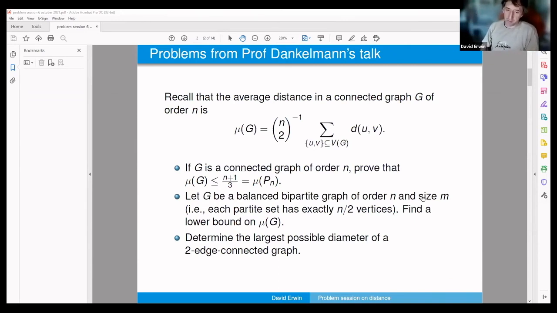That's what a bipartite graph is. And this bipartite graph has the additional property that it's balanced. So the number of vertices in the left-hand partite set and the number in the right-hand partite set are equal to each other. And the question here is to find a lower bound on U of G. So let me pull up my whiteboard again.